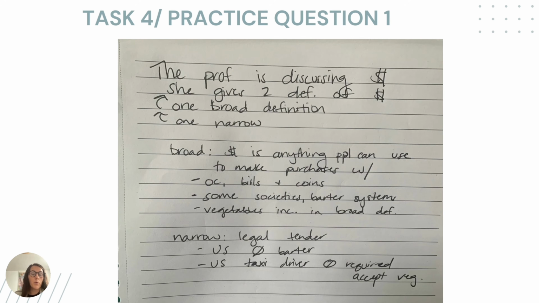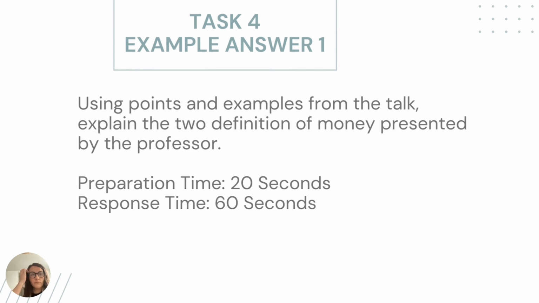Here are the example notes that I'm going to use in my answer. So I have notes on the broad definition and notes on the narrow definition. Your notes might be a little bit different, but they should have this basic information, the two definitions of money and what the example of the taxi driver and the vegetable illustrates. Okay, I'm going to speak for 60 seconds, as if I have prepared for 20.